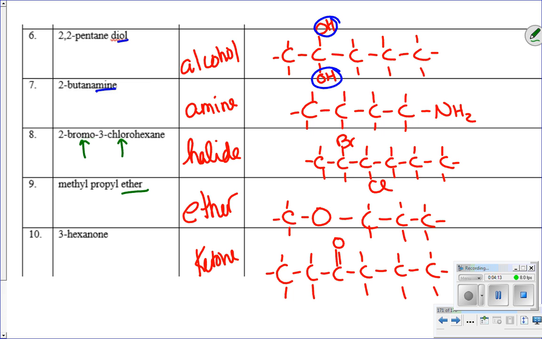My ether ending tells me this is an ether. My ONE ending tells me that this is a ketone. So again, with my diol, pentane means 5. I put 5 carbons in a row. On carbon number 2, I put my diol, my 2 alcohol groups. Again, you'll only be asked to do monohydroxy on the quiz.